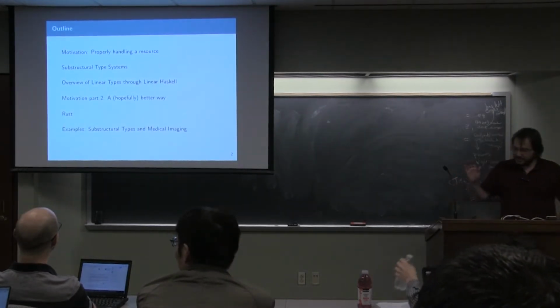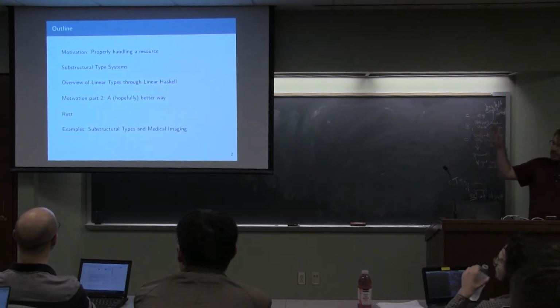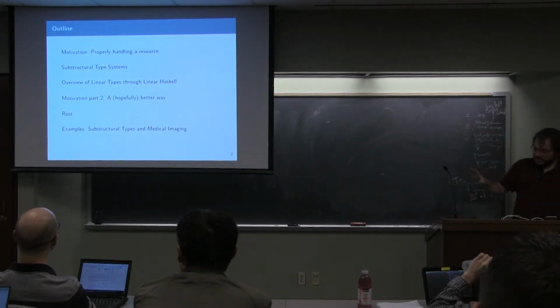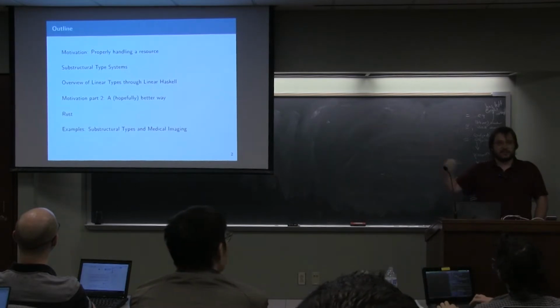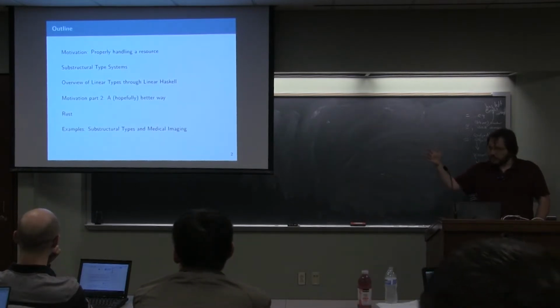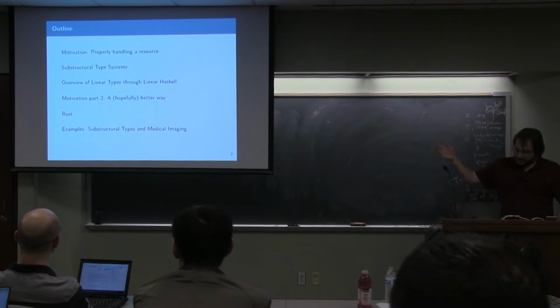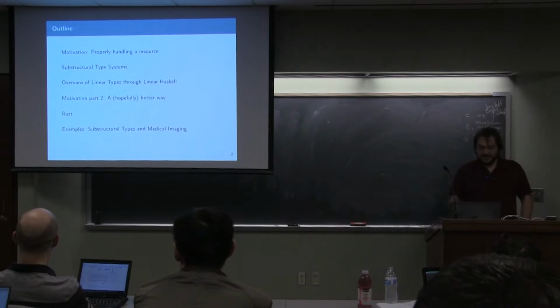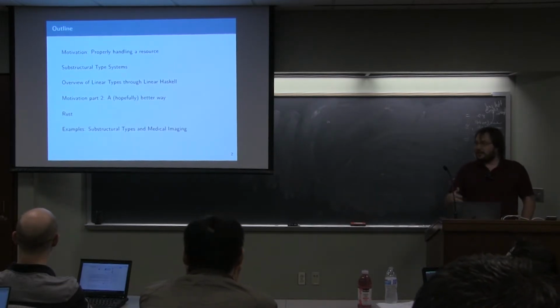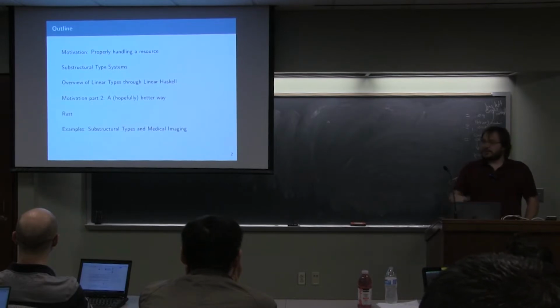So today we're going to go through a kind of a motivating example, and that's going to actually thread through what we talk about. Then we're going to talk a little bit about substructural typing. We're not going to go too far in depth, just a kind of brief introduction. We're going to go a little bit over Linear Haskell, and then we're going to hopefully see that we can do our resource management in a better way. We'll see if that's true. And then we'll talk a little bit about how Rust can do similar properties. And then we'll finally end with substructural types in medical imaging.